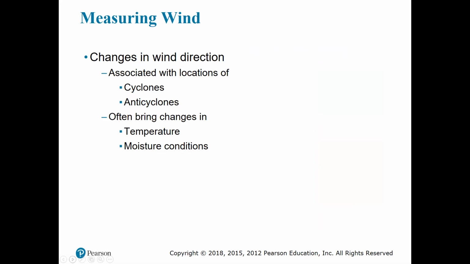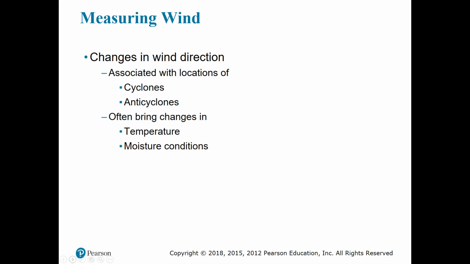Places where the winds are steady and relatively high are good places where we can put wind energy, those huge wind turbines. Changes in wind direction are associated with cyclones and anticyclones, the low and high pressure systems, and they'll bring changes in temperature and moisture conditions.